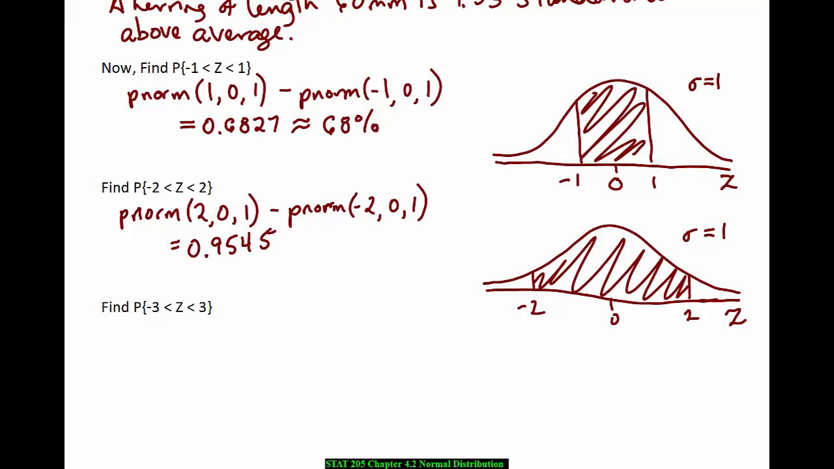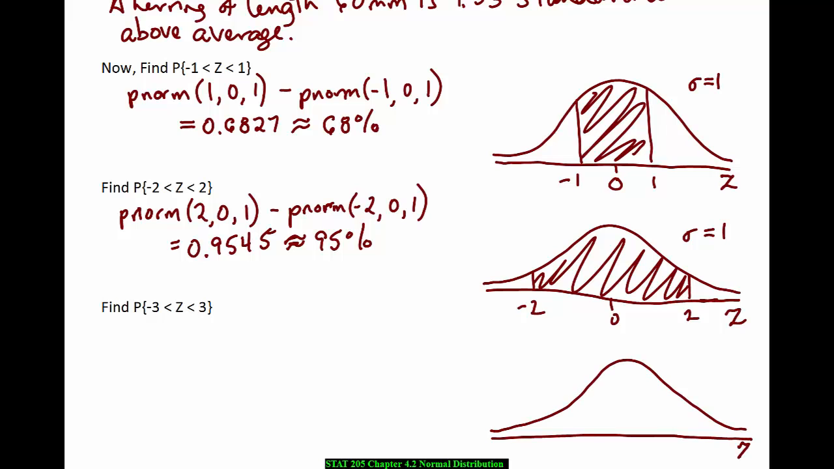Alright, and that would be approximately 95%. Alright, so let's play that game one more time and find the probability of z random variables between negative 3 and positive 3. So, once again, we'll draw our normal distribution, which is called z, and that means that it's centered at 0 and has a standard deviation of 1, and this time we want to look at the area between negative 3 and positive 3.